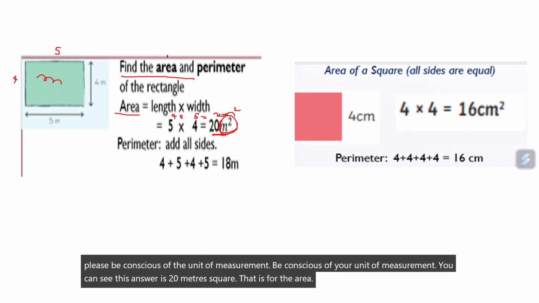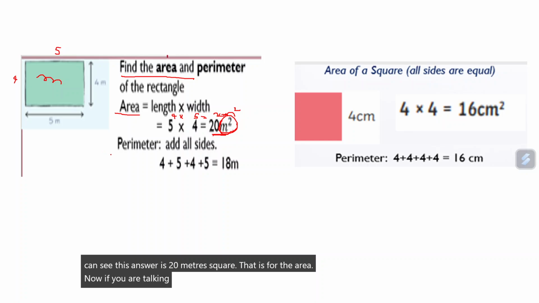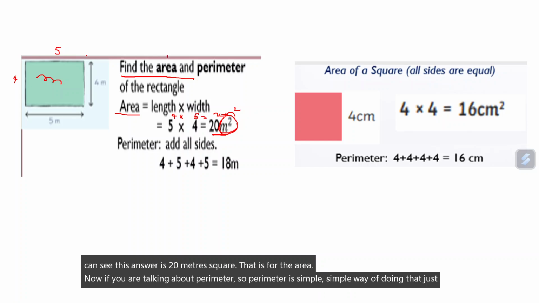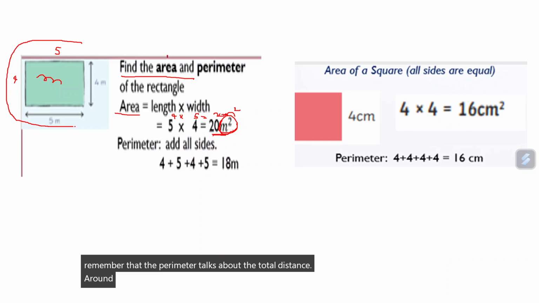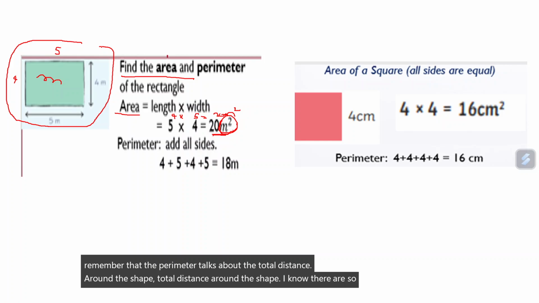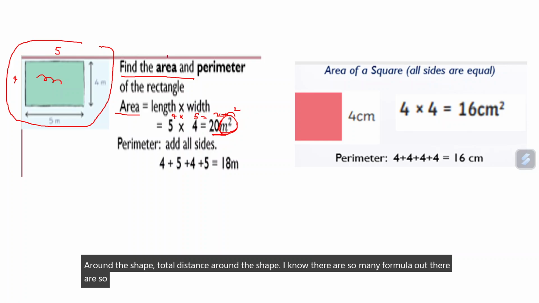Now, if you are talking about perimeter, there is a simple way of doing that. Just remember that the perimeter is the total distance around the shape. I know there are so many different formulas out there.